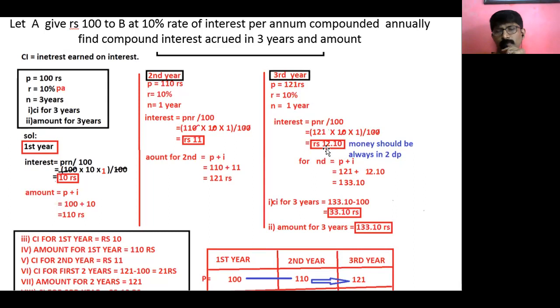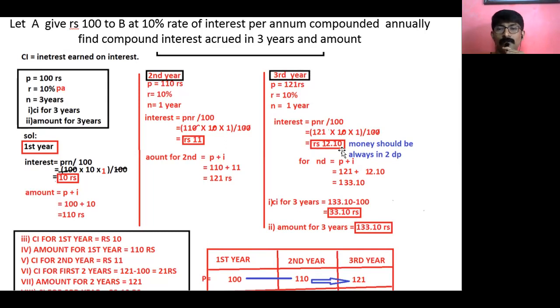Now some people write 12.1, which is so-called right, but in your syllabus or in the maths exam, if you write 12.1, they will remove your 1 mark. So money should always be in two decimal places. You'll have to remember that. So for the third year, interest becomes 12.10.